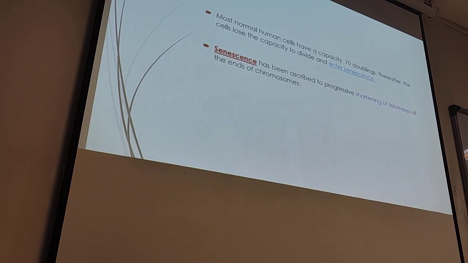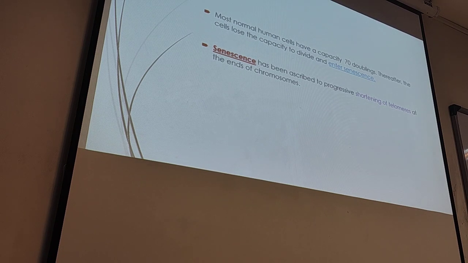About 50 to 70 doublings. After that, the cell loses the capacity to divide, and then they enter the senescence phase. The senescence has been ascribed to progressive shortening of telomeres at the end of each chromosome. So with each doubling we have shortening of this area, and after about 70 doublings we have the senescence phase of the normal cells.